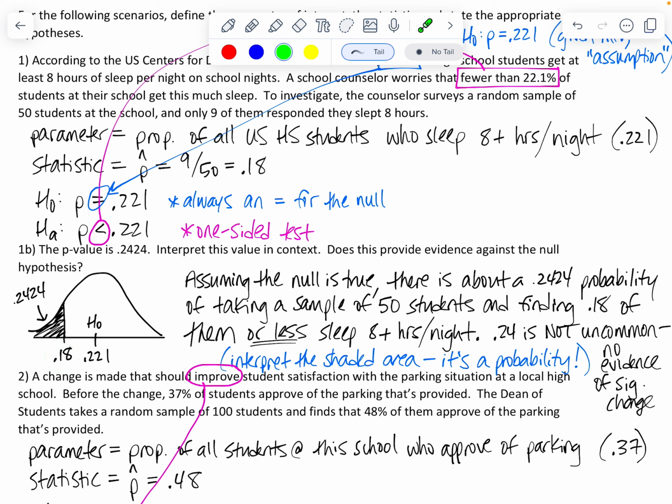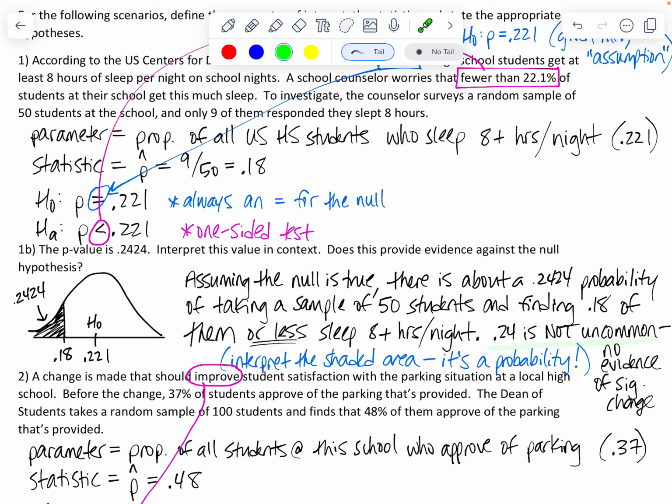far away from 0.221. Okay, so you can write down the interpretation here, including the wording with the 50 students and getting less than 8 hours of sleep at night. But we are assuming the null hypothesis is true, assuming the 22.1 that we were told is the true center of that bell curve. There's about a 24% chance, probability, that we are going to take a sample of 50 students and get a statistic of 18 or less. See where I shaded here? Or less. I'm interpreting this shaded area to get less than 8 hours of sleep at night.